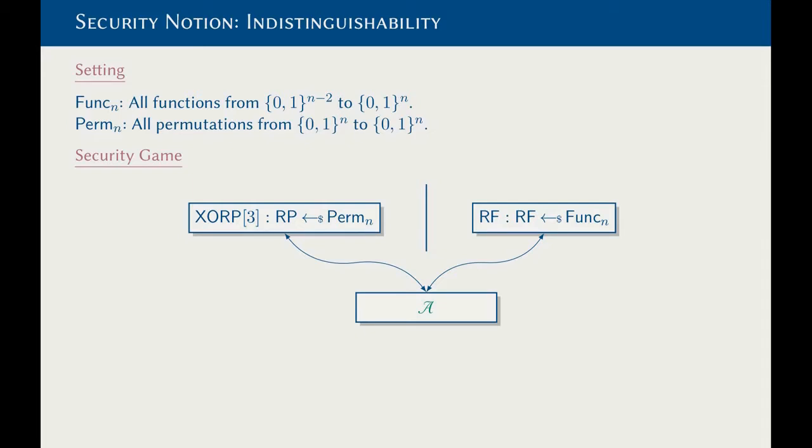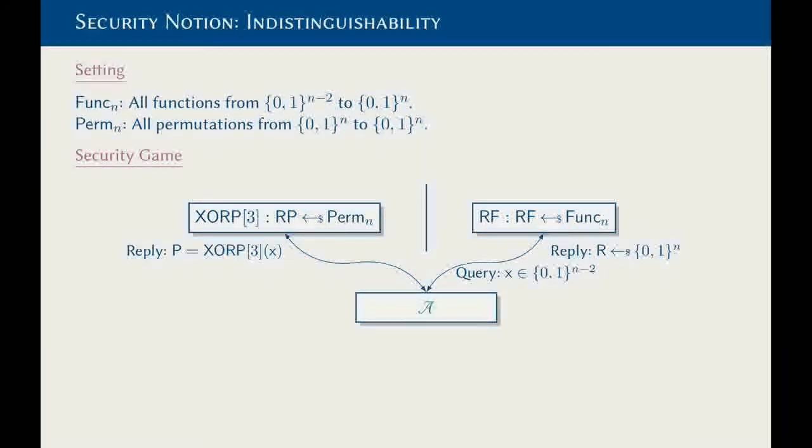So, in the security game, the adversary interacts either with the construction XRP3 when it is constructed using the random permutation RP, or it interacts with a random function drawn from the set Func(n). When the adversary queries with an X in {0,1}^(n-2), in the real world it receives the output of the construction XRP3. And in the ideal world, it gets a random element of {0,1}^n. And at the end of the entire interaction, it outputs a single bit.